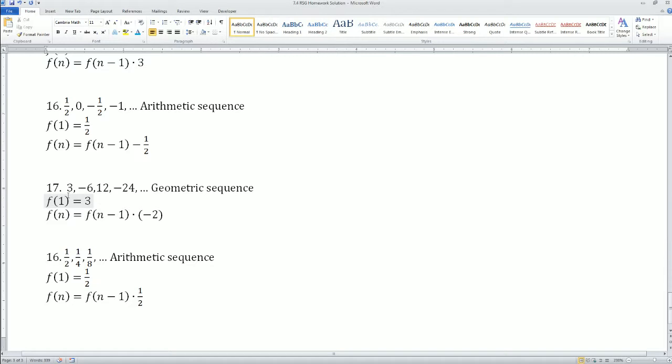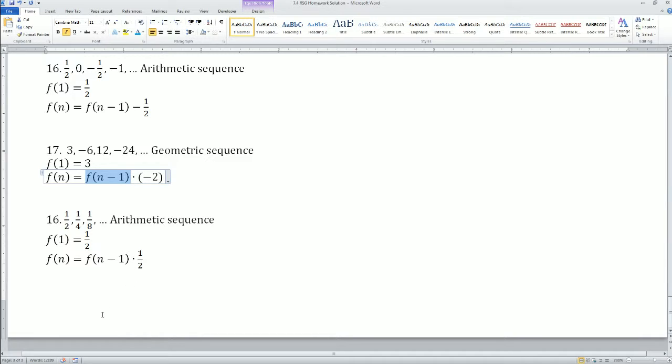Next, 17. 3, -6, 12, and -24. It's growing weirdly. It's basically like oscillating. We would say this is a geometric sequence. The first term is 3. Notice, to get the next term, you're multiplying by -2. And negative times the negative finally gets you a positive. This is why it's oscillating between positives and negatives. So it's the previous term, which is f(n-1), times -2. -2 is the common ratio for the geometric sequence.